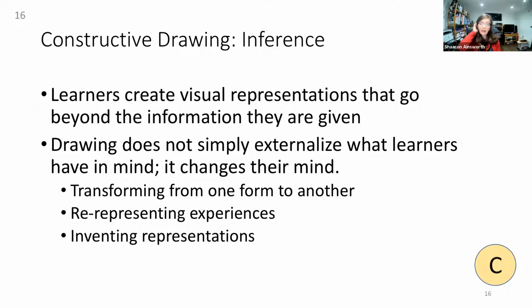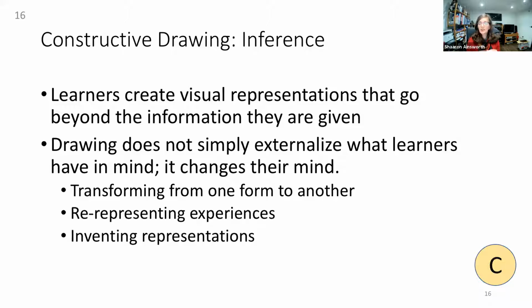And I hope this is more the kind of world that you may be in more frequently. This is my favorite area of drawing as well, and that's when we draw to construct, when we draw to make new inferences. This is when we're drawing to create a visualization that goes beyond the information we're given. My catchphrase for this, if I ever get myself a t-shirt, is: drawing does not simply externalize what learners have in mind.